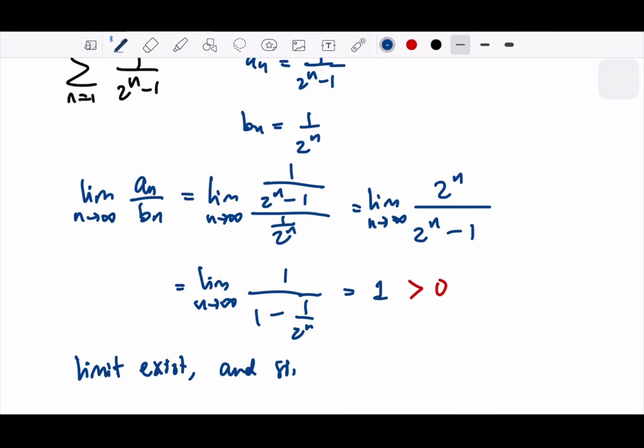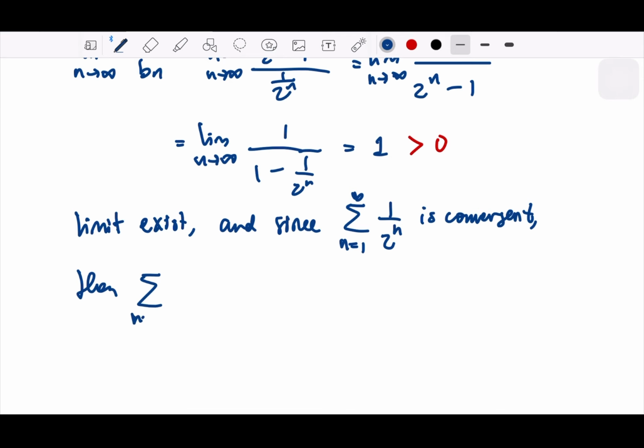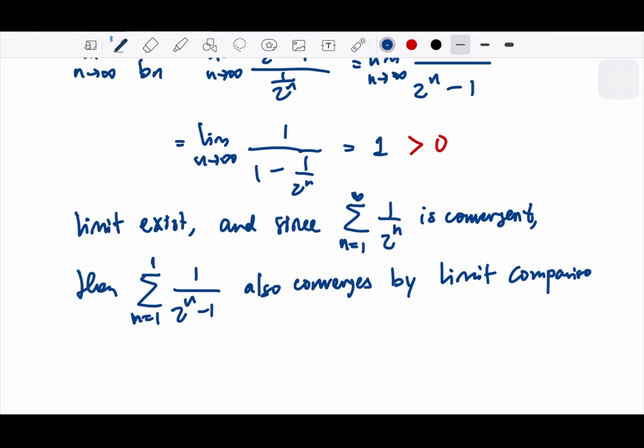And since the series of 1 over 2 to the power of n is convergent, then the series also converges by the limit comparison test.